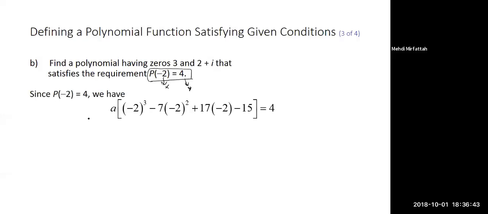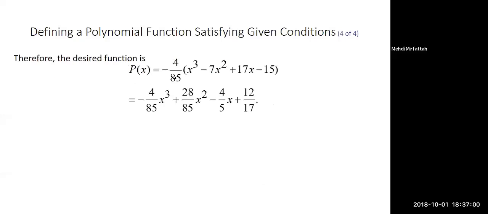So in this case, p of negative 2 is given to me equal to 4. All I have to do is just substitute the values, negative 2 for each x, 4 for each y, and then simply solve for a. And you all can do that if I give you enough time. So a would be equal to minus 4 over 85.